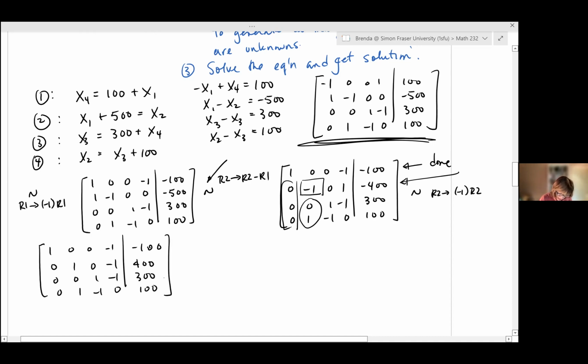Okay, next operation, I'm looking at wanting to make that guy into a 0. So what I'm going to do is take that fourth row, and I am going to replace it with R4 minus R2.